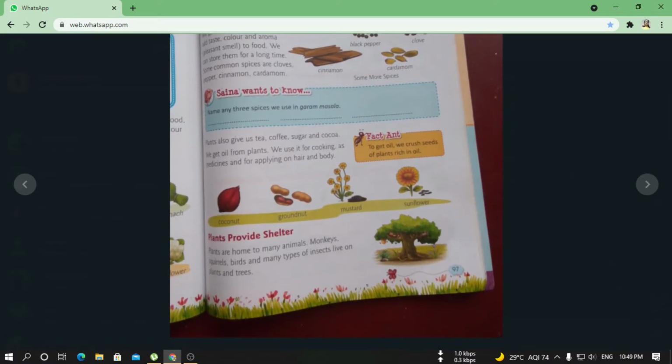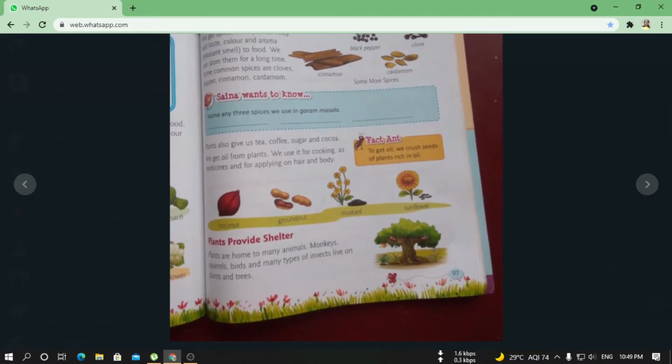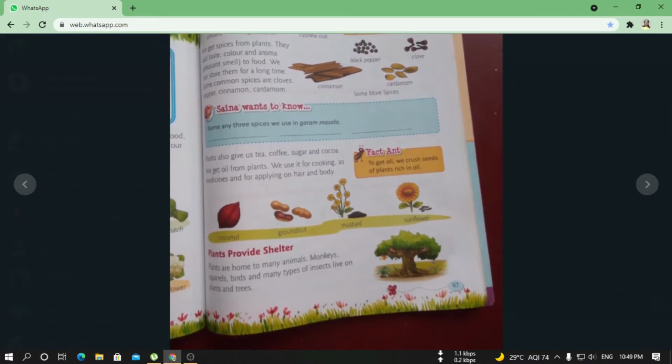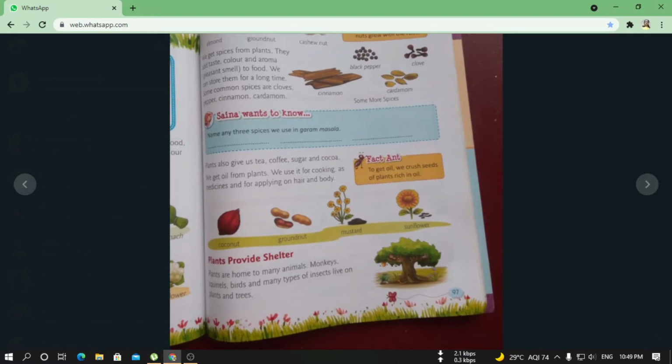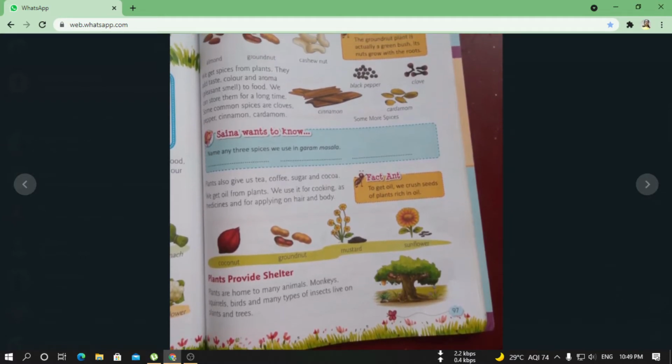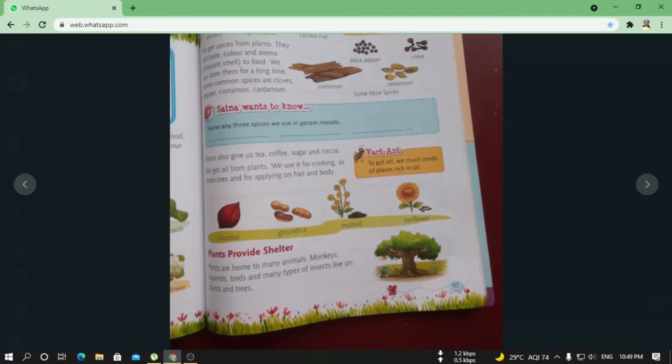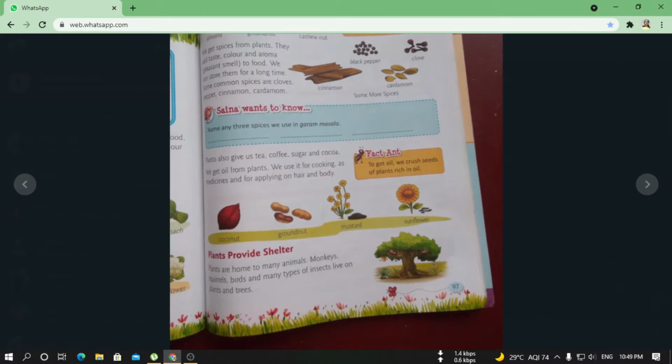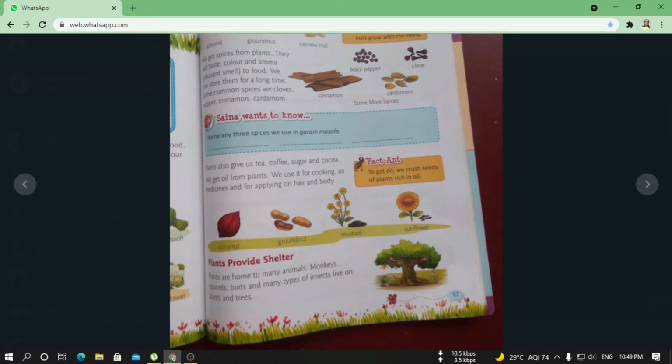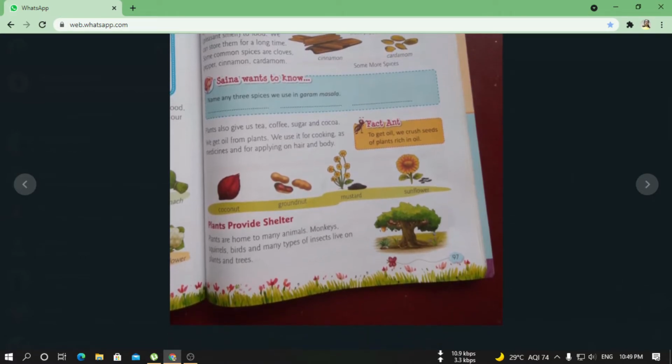Then coconut oil we also get to apply in the hair. Okay, so these are the parts of plant from which we get oil for cooking and for applying on our body or hair. We also get medicine from plant, that you all know. Now plants also give us tea, coffee, sugar, cocoa. So these are the things you know.